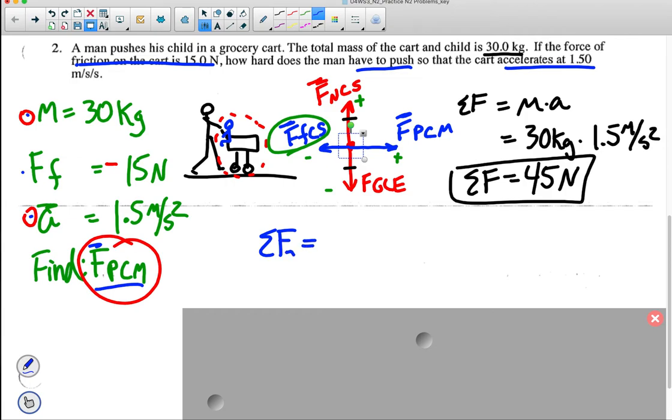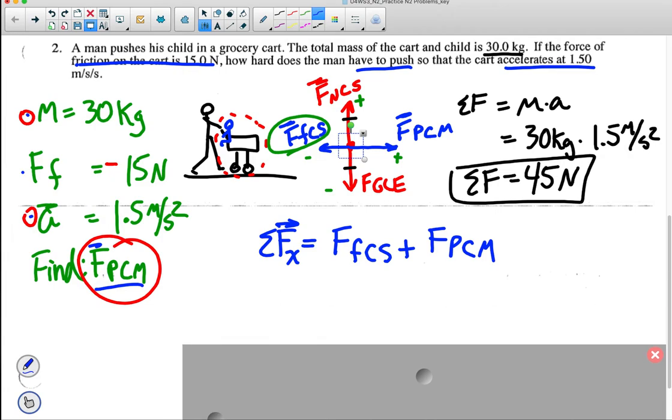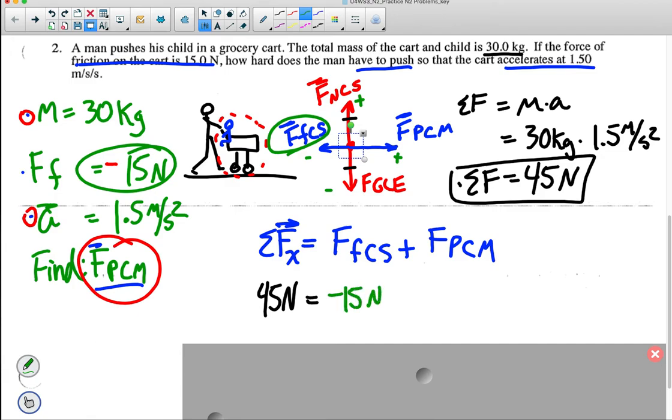Now that we have that, we can find the force of push on the cart by the man. So this is the net force only along the x-axis, right? And that would be the force of friction on the cart by the surface plus the force of push on the cart by the man. And which of these have we calculated already? Well, we calculated the net force over here. So the net force goes in for 45 newtons over here. We already know that the force of friction was given over here in the given information. So this is negative 15 newtons for our force of friction. And we can use that to find the force of push on the cart by the man.